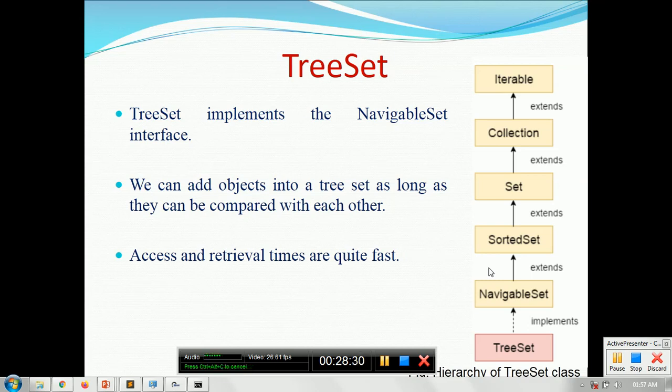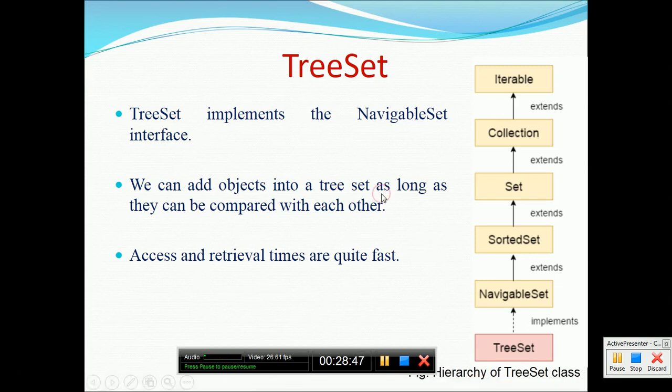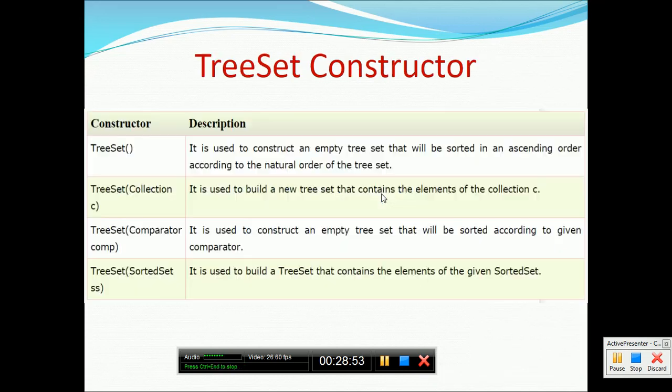does not allow duplicate elements, the first thing. And also with the help of the TreeSet, you will always get an ordered collection. I am repeating again, with the help of the TreeSet, you always get an ordered collection. Access and retrieval times are quite fast.